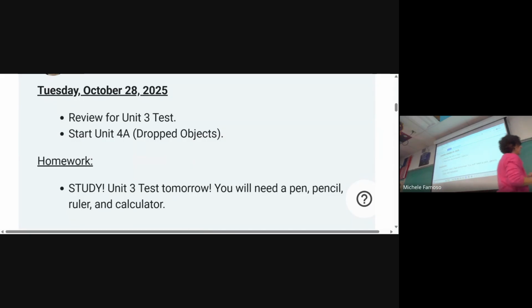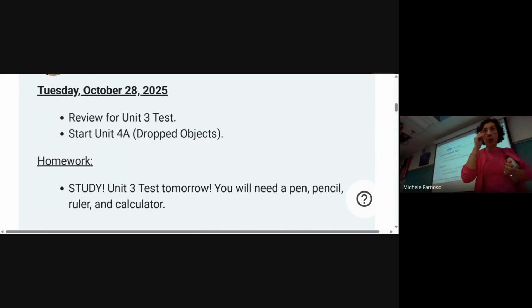29 is where we're at in your unit 2 packet for review. For tomorrow's test, you only have a single period, so all you need is a pen, pencil, ruler, and calculator.